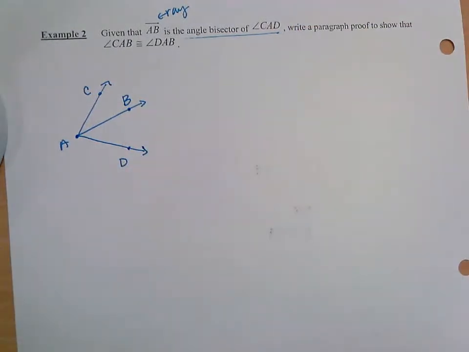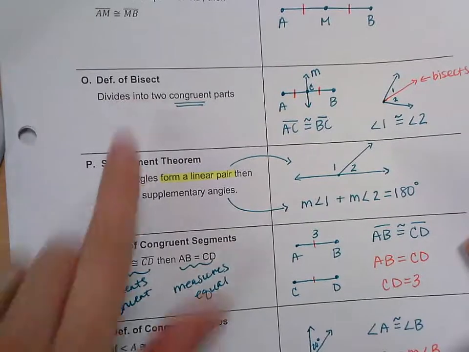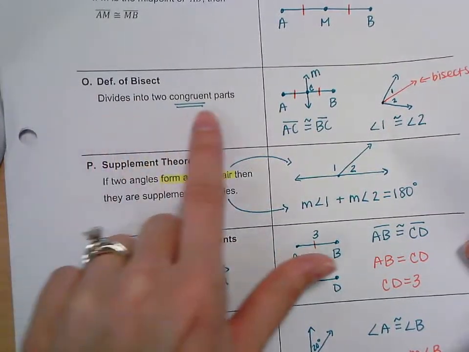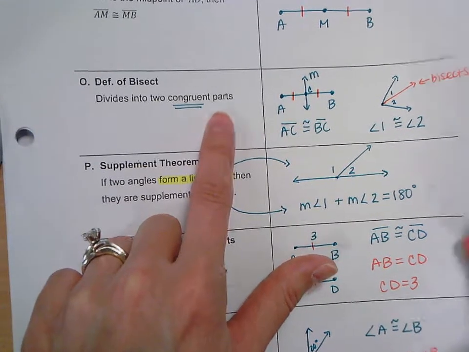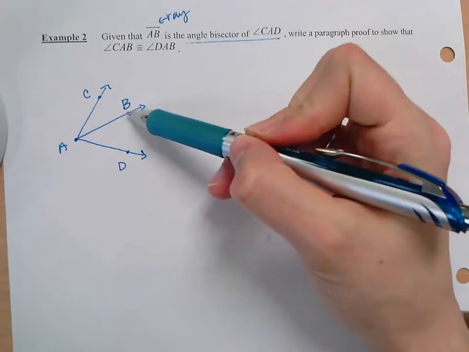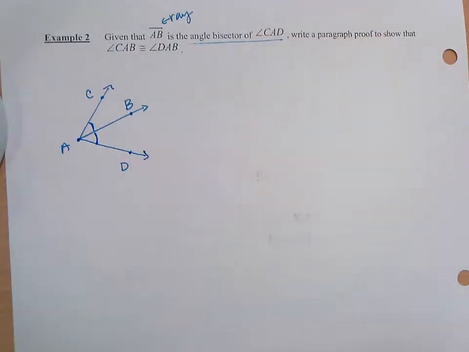If you were to look at your properties packet, I just have to find it. All right, guys, I need your attention up here, please. Definition of bisect is to divide something into two congruent parts. You divide it in half, but you're dividing it into two congruent parts. So by definition, this ray is dividing this angle into two congruent angles.